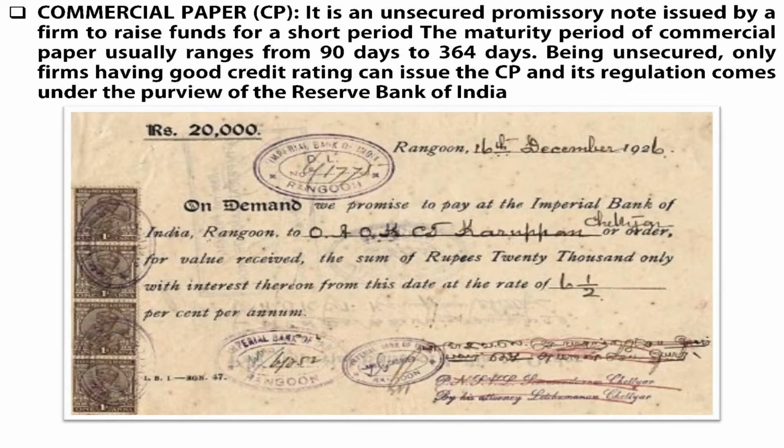Commercial paper. CP, nothing but commercial paper. It is an unsecured promissory note issued by a firm to raise funds for a short period. The maturity period of commercial paper usually ranges from 90 days to 364 days. Being unsecured, only firms having a good credit rating can issue the CP, and its regulation comes under the purview of the Reserve Bank of India. Merits.